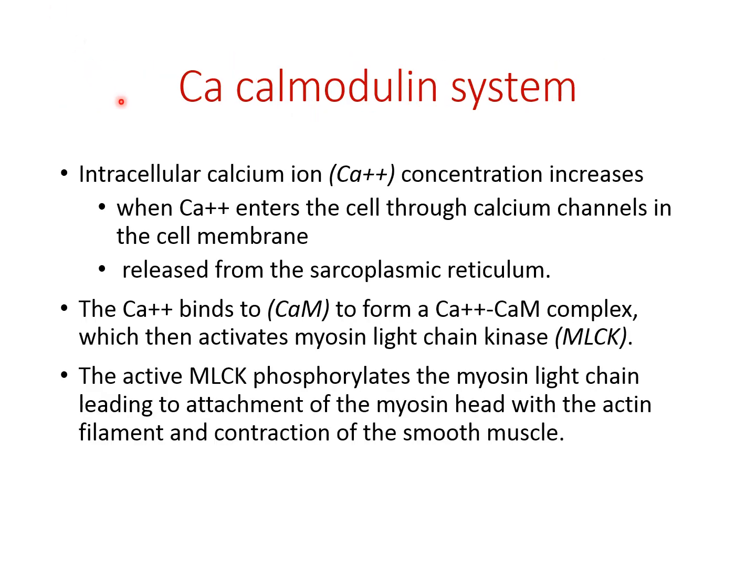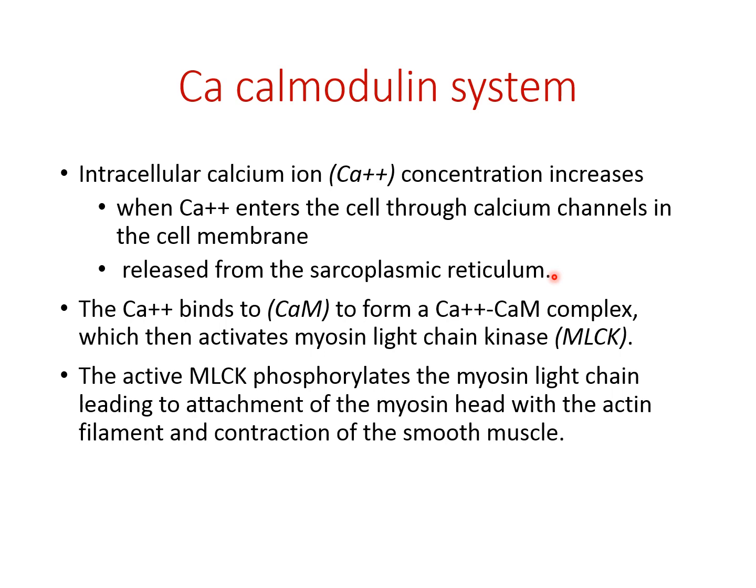Well, this is another second messenger system known as the calcium calmodulin system. If a hormone increases the calcium ion concentration inside the cell, whether by increasing the permeability of the cell membrane and the entry of calcium from the outside to the inside of the cell, or when the hormone causes an increase in the release of calcium ions from the sarcoplasmic reticulum, then whenever we have an increase in calcium ion by one of these two mechanisms, the calcium ion will bind to a protein known as calmodulin and form a calcium-calmodulin complex.